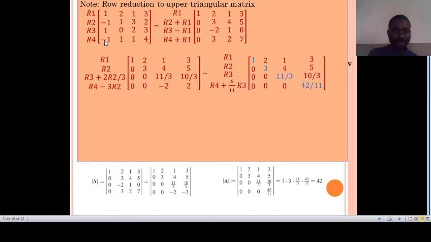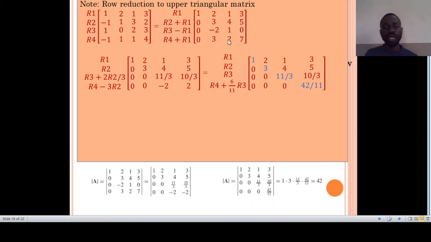If I want to make sure that this minus 1 becomes 0, I can add it to row 1. That is row 4 plus row 1. We have minus 1 plus 1 is 0. 1 plus 2, 3. 1 plus 1, 2. 4 plus 3, 7. After I'm done with that, it's not yet finished. I'll make sure that minus 2 here and 3 here are converted to 0. And after that, I'll still go and make sure that this entry here is also equal to 0.